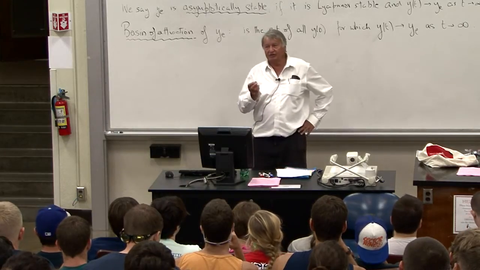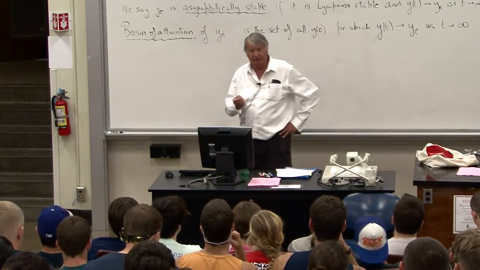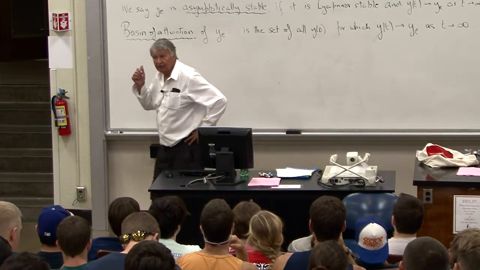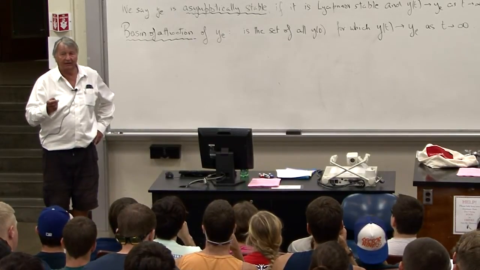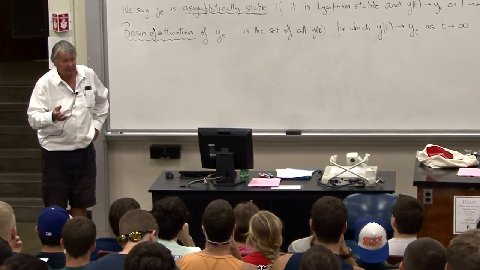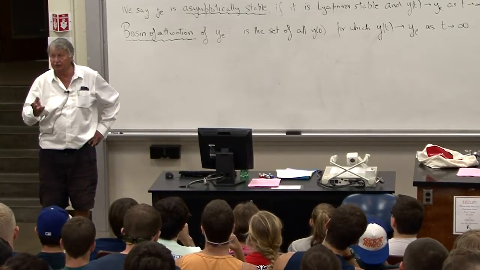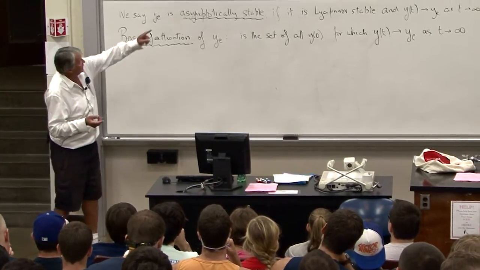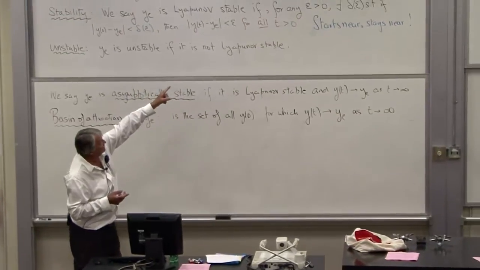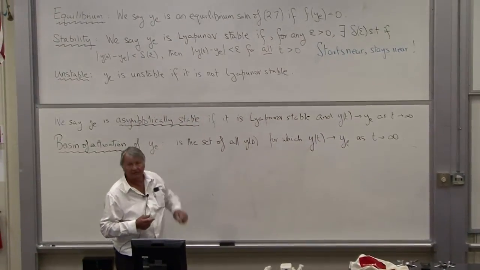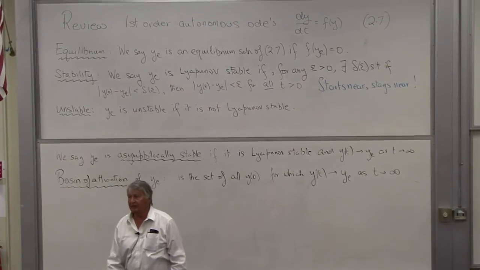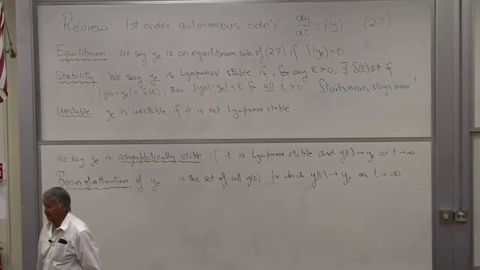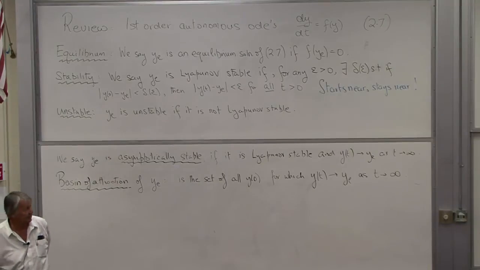So, what am I going to do today? The first thing I'm going to do is review for you the main ideas in this qualitative method for trying to understand solutions of first-order autonomous equations. dy by dt is f of y, equation 27 in the notes. Namely, the right-hand side is only a function of the dependent variable.